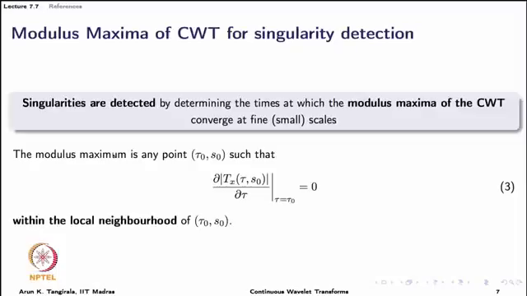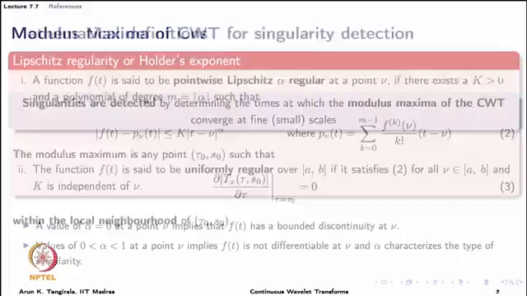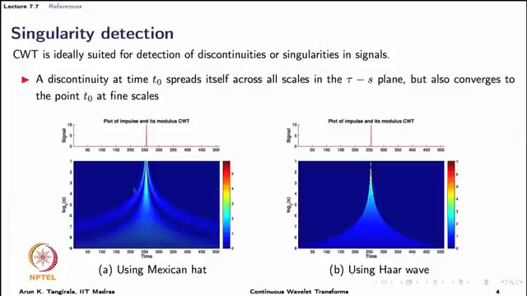That is the point. Now, it turns out that you can prove, we will avoid all the theoretical proofs, that singularities are detected by determining the time at which the modulus maxima of the CWT converge at fine scales. Now, we have looked at this in the case of the impulse, we have looked at how the modulus converges, we have not looked at modulus maxima. What is this modulus maxima?